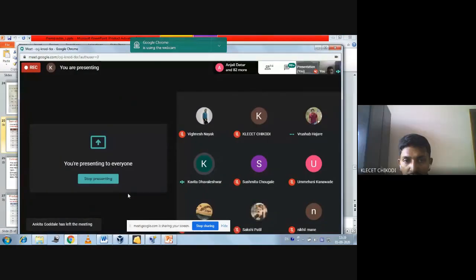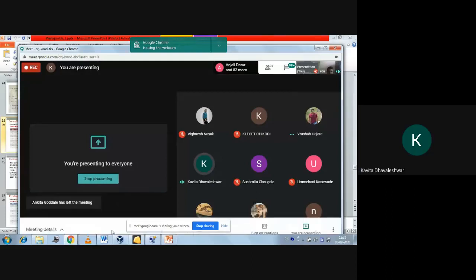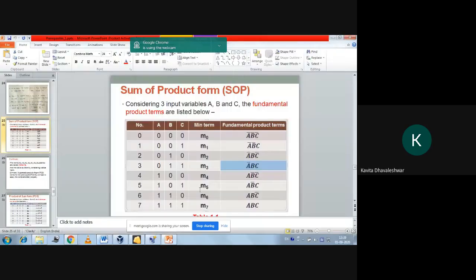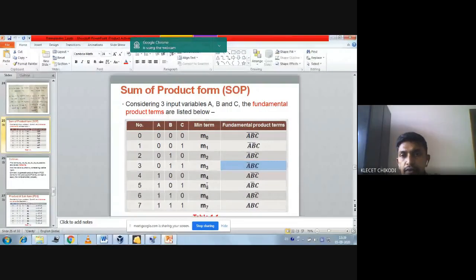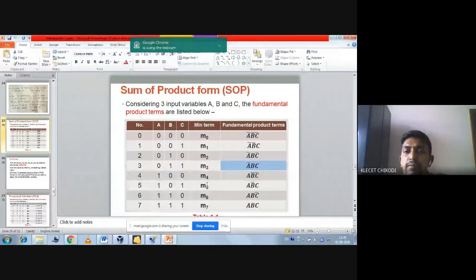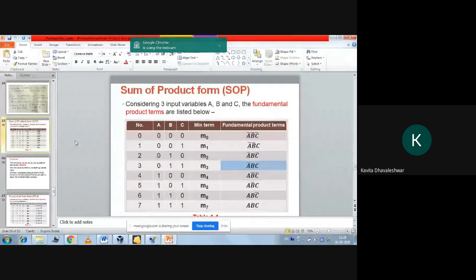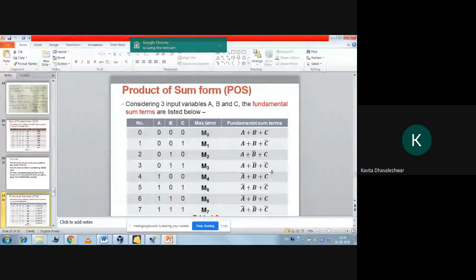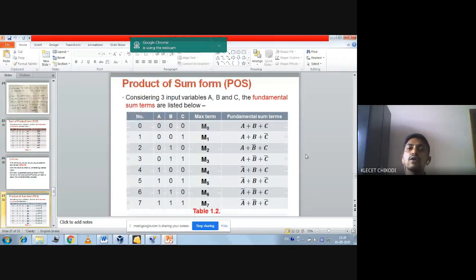Okay, Kavita Dhawale sir, let me know what is the answer. A plus B bar plus C. A plus, I didn't hear you. A plus B bar plus C bar. A plus B bar plus C bar. Okay, that is correct. Okay, you can see that here, B bar plus C bar.